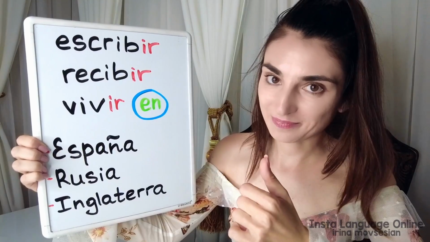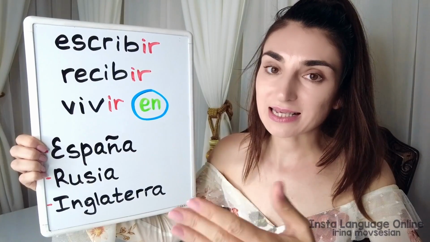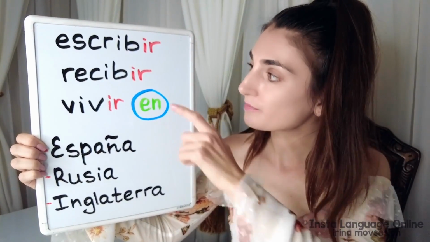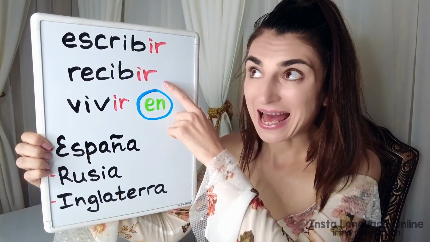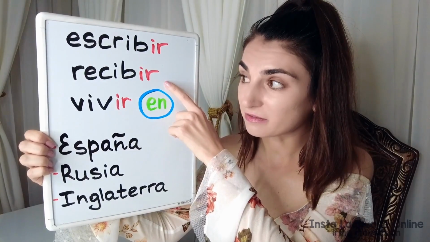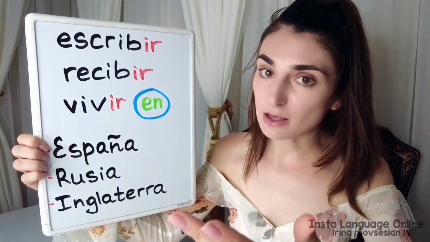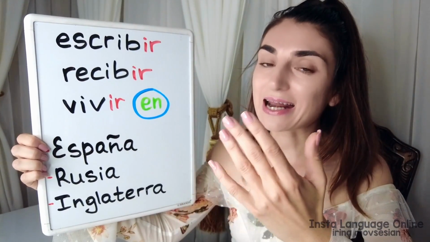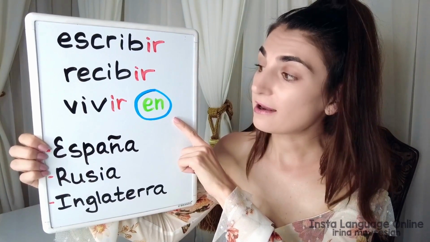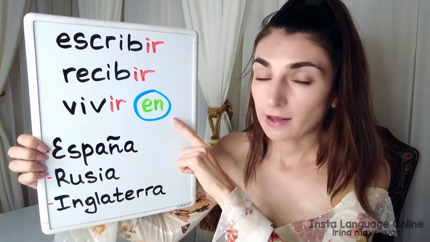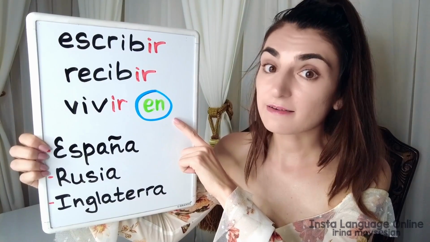Let's conjugate it. Escribo, escribes, escribe, escribimos, escribís, escriben. Write that down. Recibir, to receive. Very similar to English. Recibir, receive. Same word. Recibo, recibes, recibe, recibimos, recibís, reciben. Okay? And now let's conjugate el verbo vivir one more time. Vivo, vives, vive, vivimos, vivís, viven.